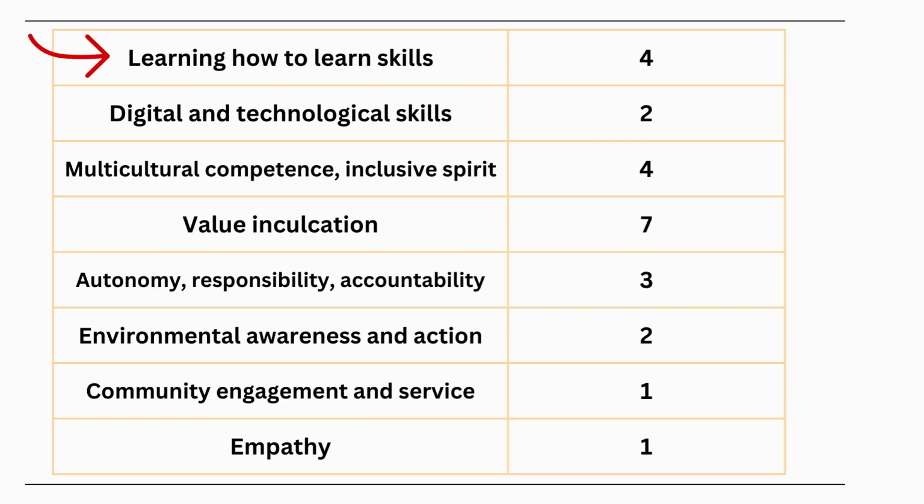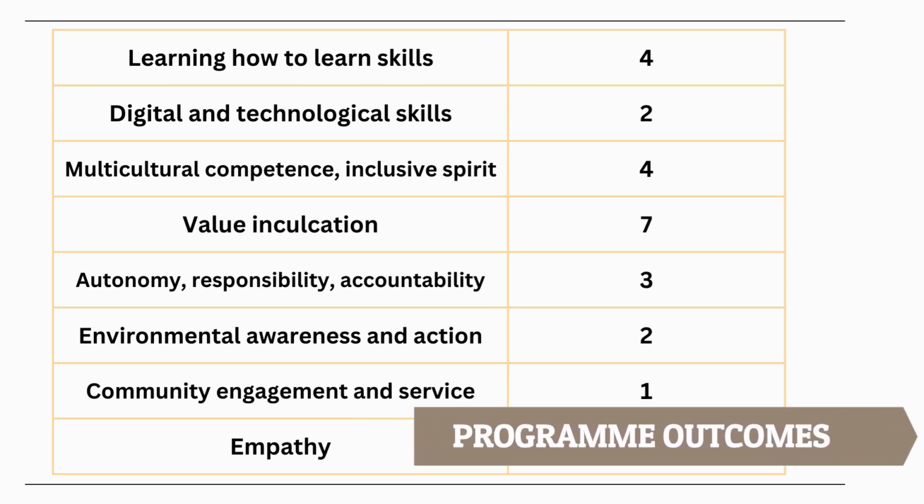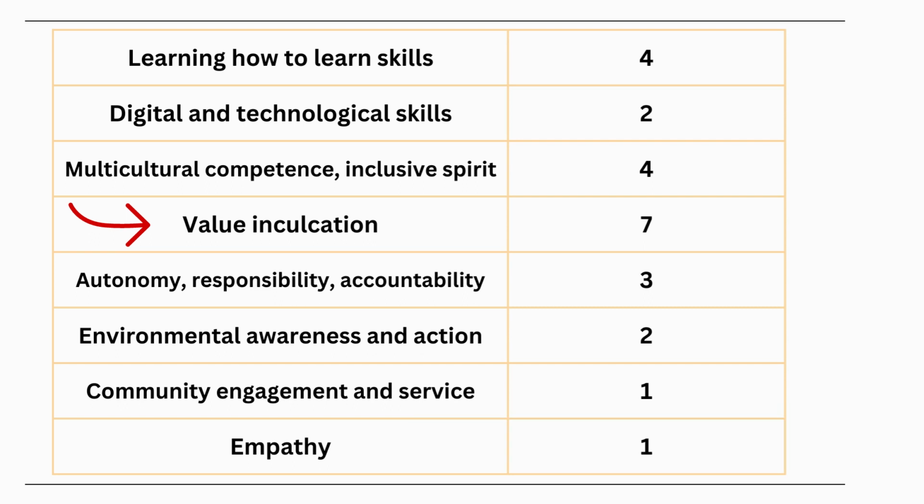Let's see the other 8. Learning how to learn skills has 4 subsections, digital and technological skills has 2 subsections, multicultural competence and inclusive spirit has 4, value inculcation has 7 subsections, autonomy, responsibility and accountability is another graduate attribute with 3 subsections, environmental awareness and action has 2 subsections, community engagement and service 1, and empathy 1.